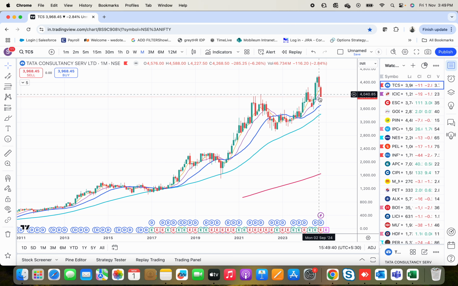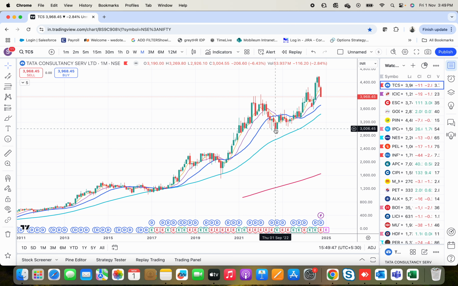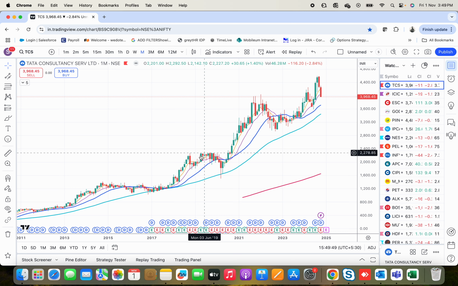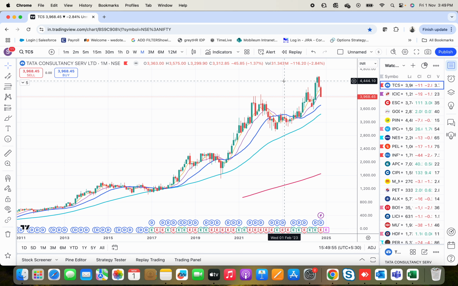Whenever it is too far away from 20, you should not invest. I'm not saying that 20 is always the one, because each stock has its own characteristics. Just identify what those characteristics are and follow them, don't go against them. Okay, thank you.